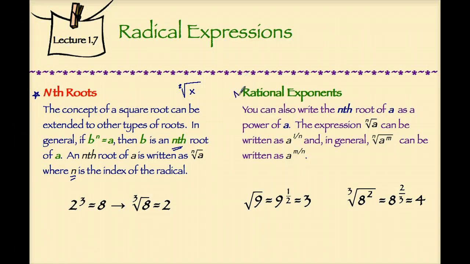We're also going to talk about rational exponents in this lecture. You can also write the nth root of a as a power of a. The expression the nth root of a can be written as a to the 1 over n. And in general, the nth root of a to the m can be written as a to the m over n. So now we have fractional exponents. When you see an expression that has an exponent that's a fraction, that means that it's really a radical expression.